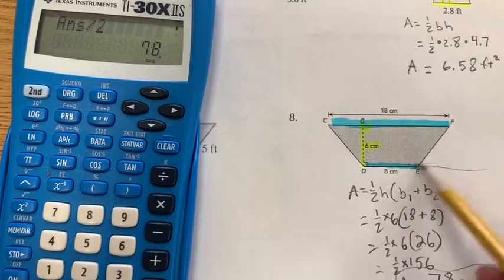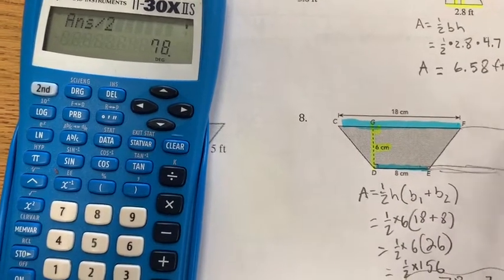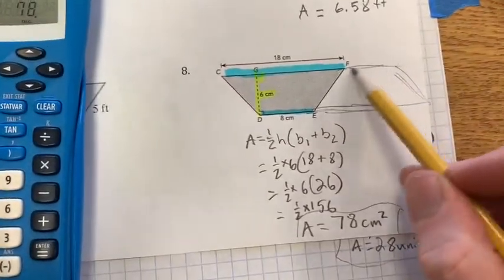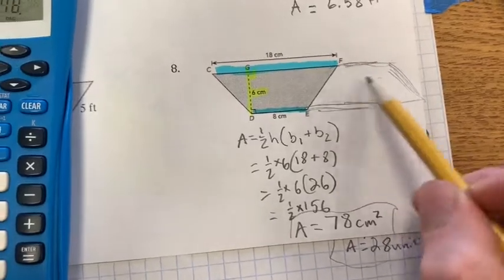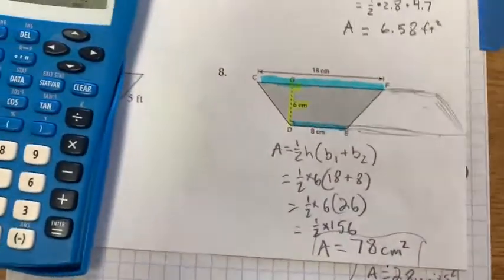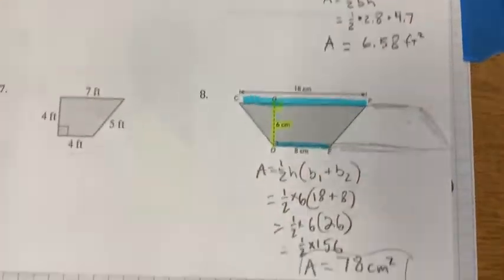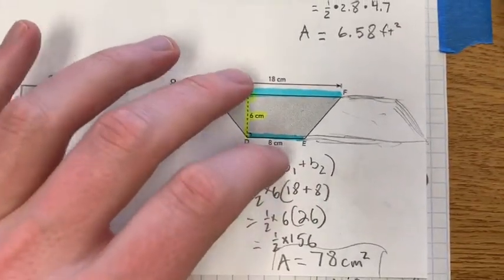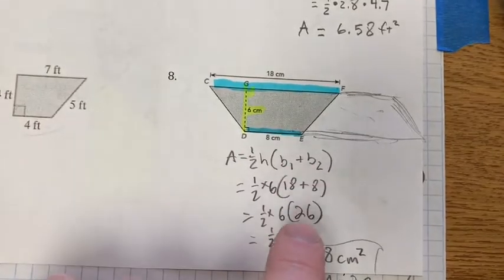And again, the reason for the half at the end is that, this is a terrible drawing, but you're doing half of a parallelogram. That's what a trapezoid is. That's what a triangle is. They work the same way, except with a trapezoid, you have to add the two bases together to get that number.